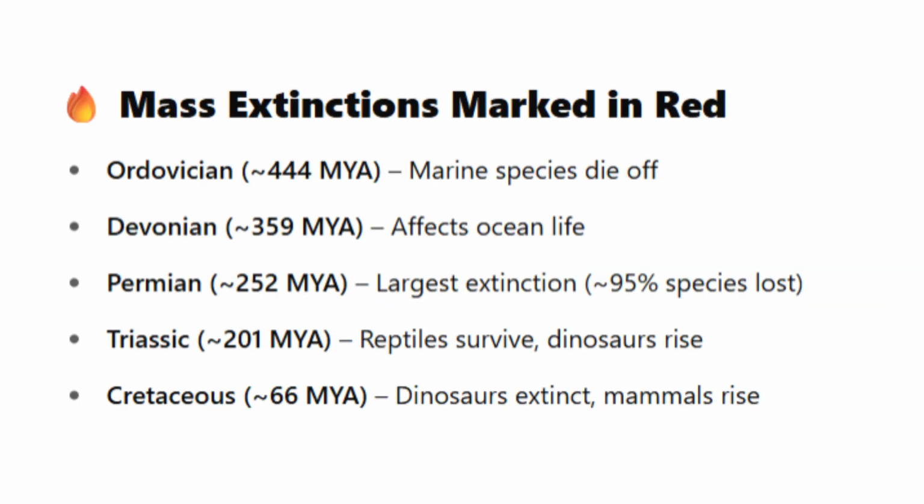Mass extinctions marked in red. Ordovician, 444 MA: marine species die off. Devonian, 359 MA: affects ocean life. Permian, 252 MA: largest extinction, 95% of species lost. Triassic, 201 MA: reptiles survive, dinosaurs rise. Cretaceous, 66 MA: dinosaurs extinct, mammals rise.